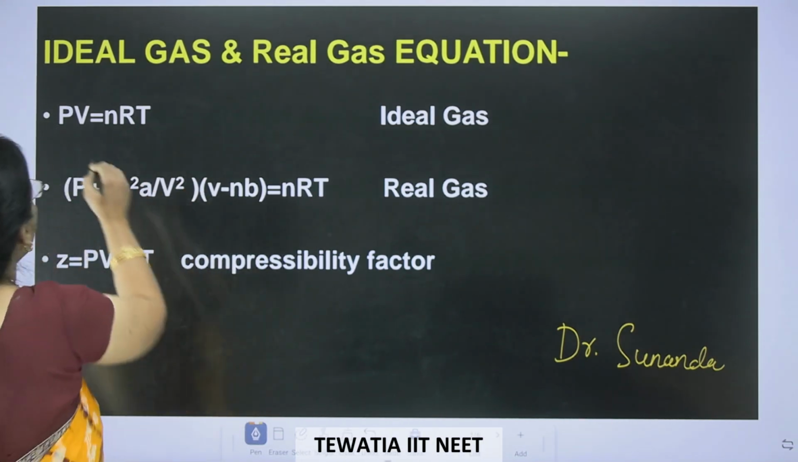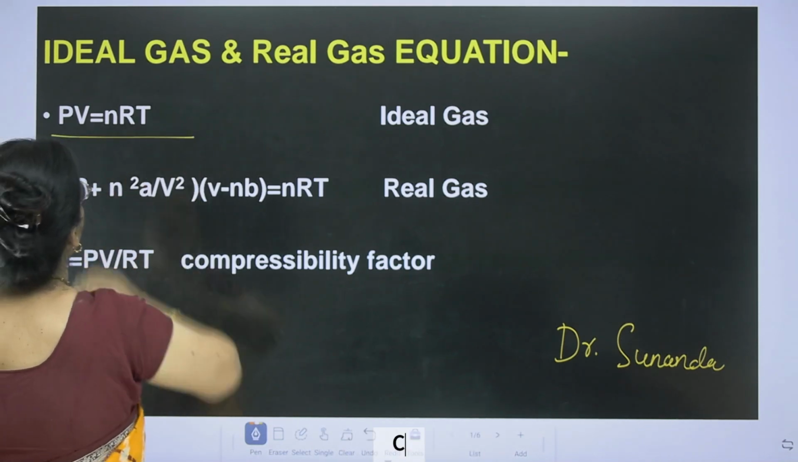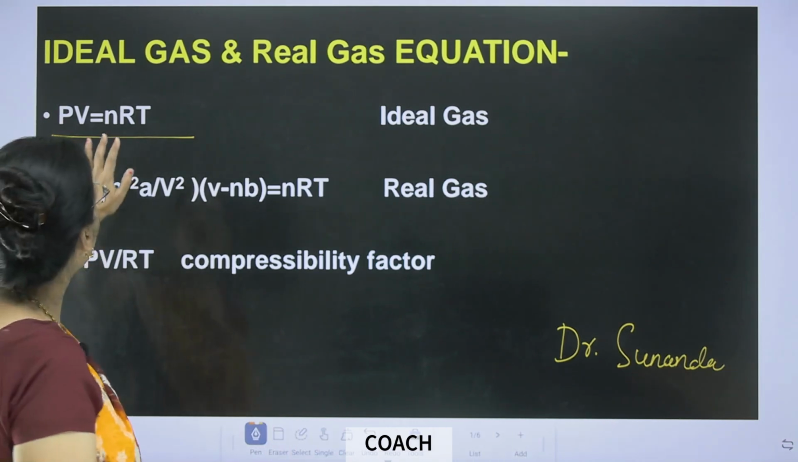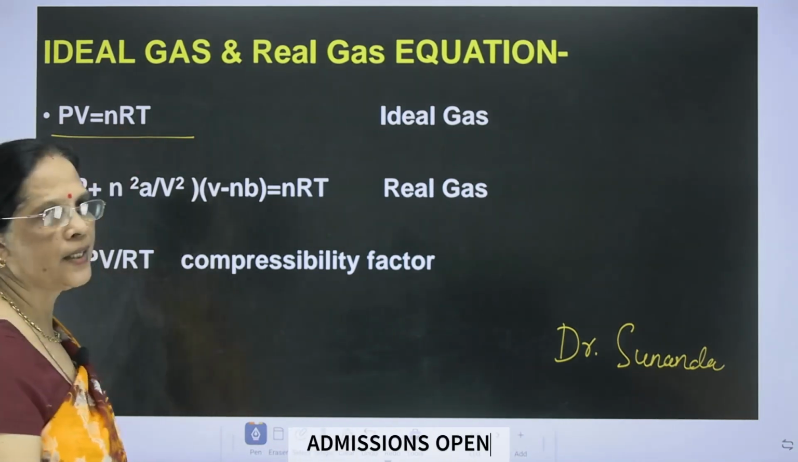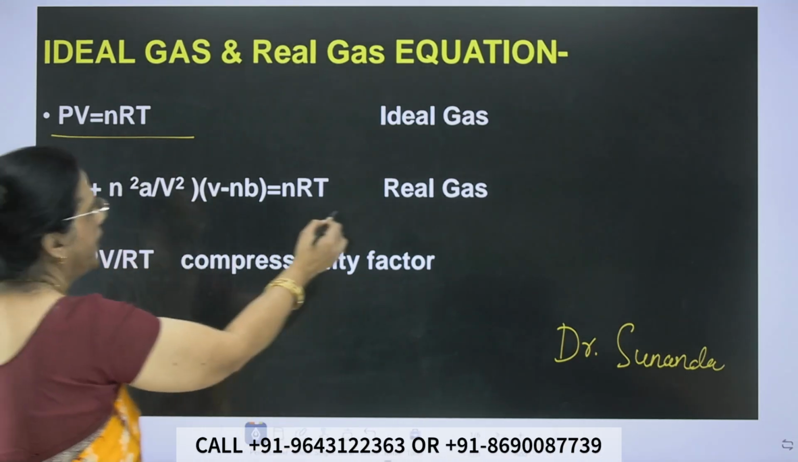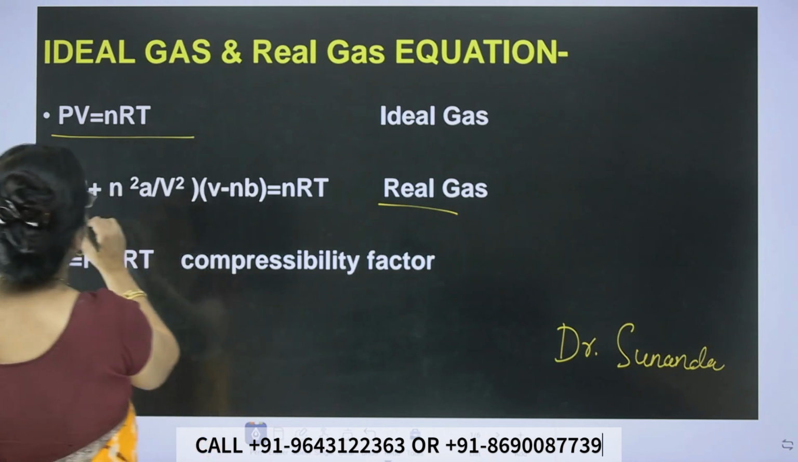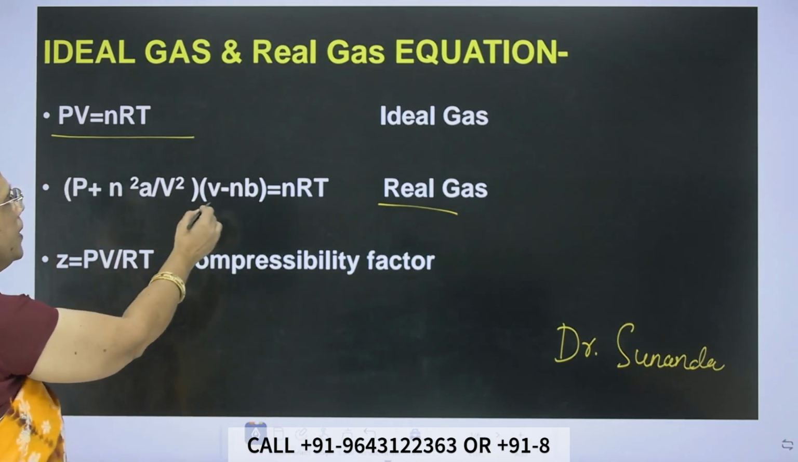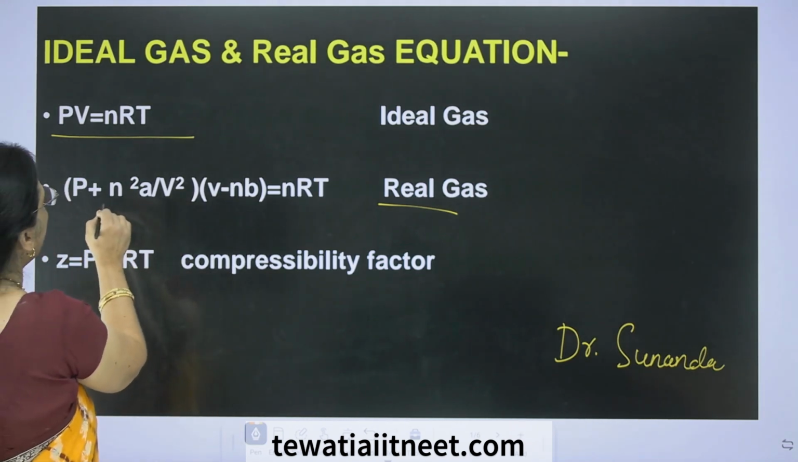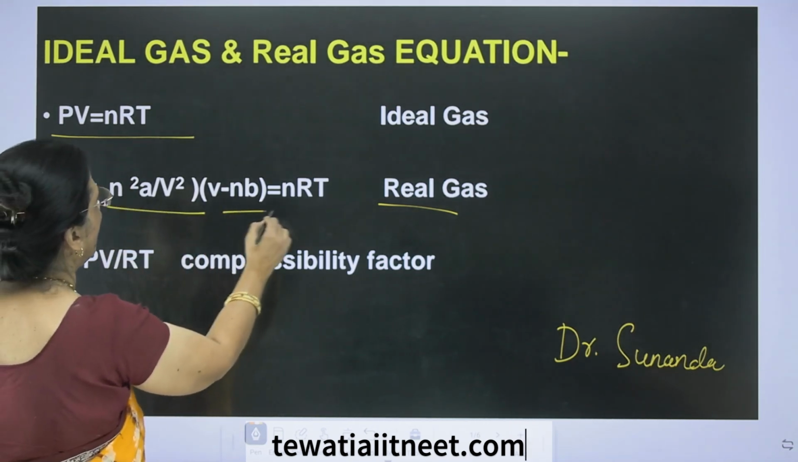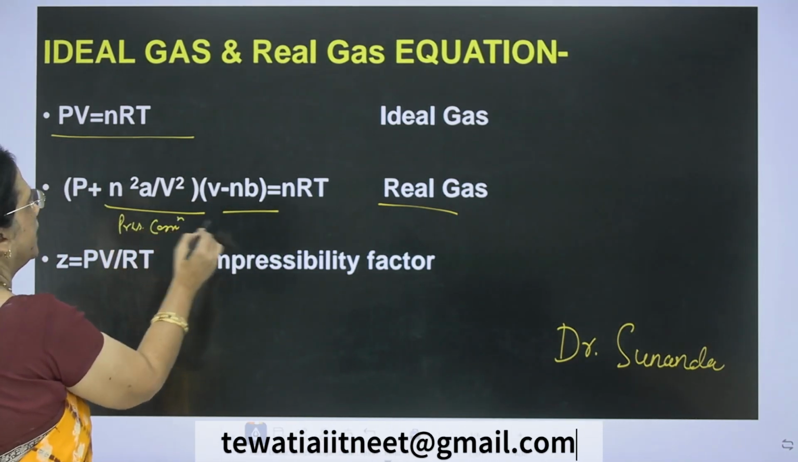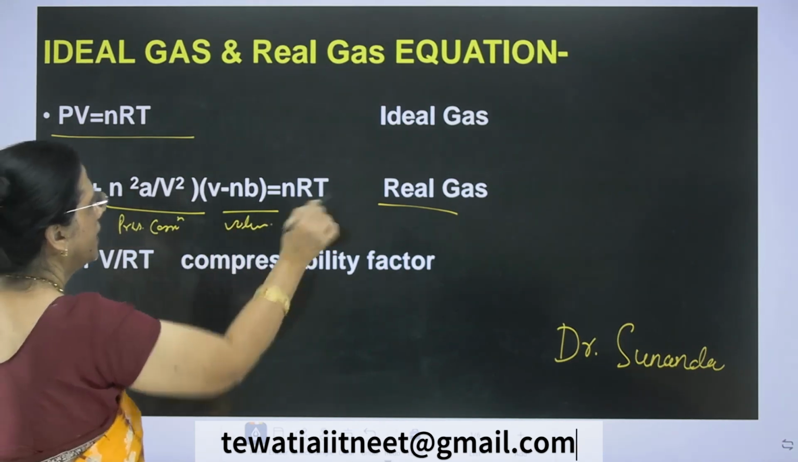All of you know that the ideal gas equation is PV = nRT, where P and V are the pressure and volume, n is the number of moles, R is the gas constant and T is the temperature. Now, the real gas equation is (P + n²a/V²)(V − nb) = nRT. This first factor is your pressure correction factor and this is your volume correction factor in the real gas.